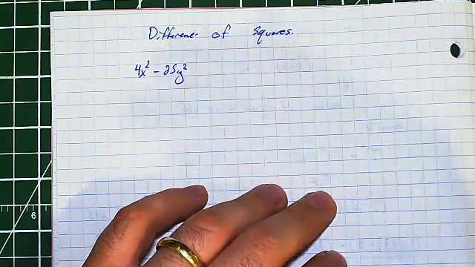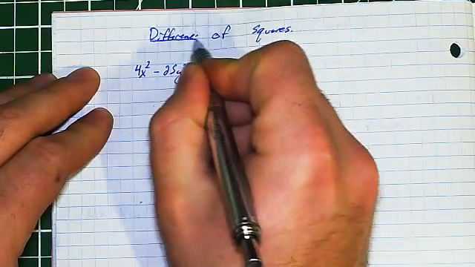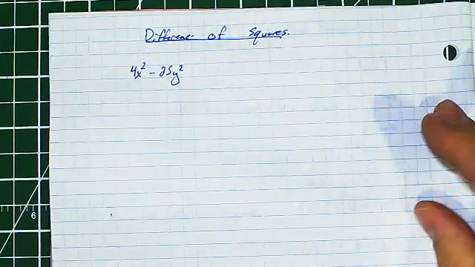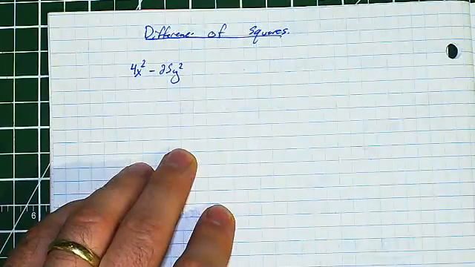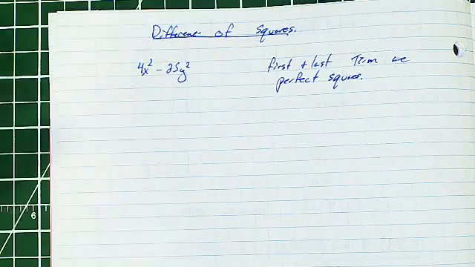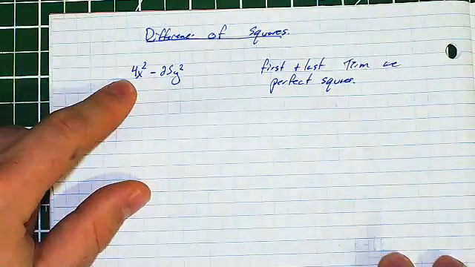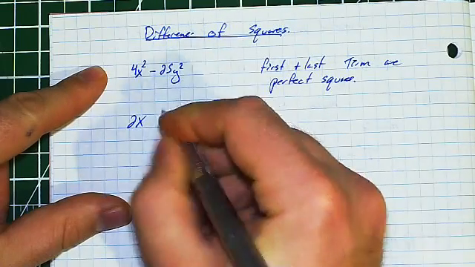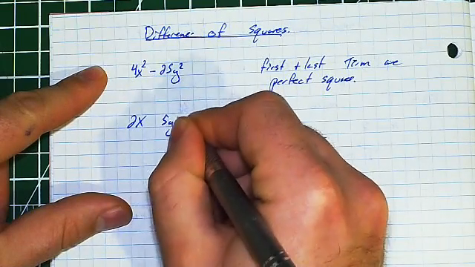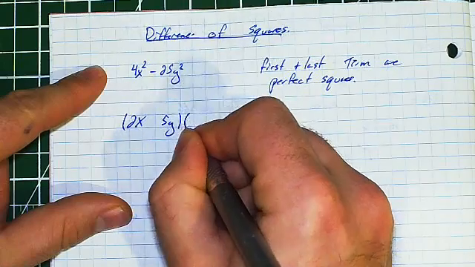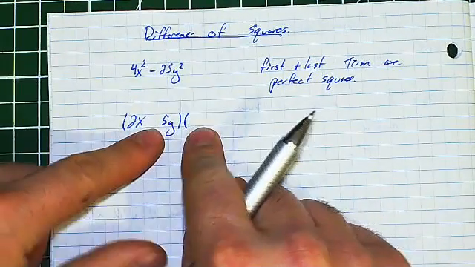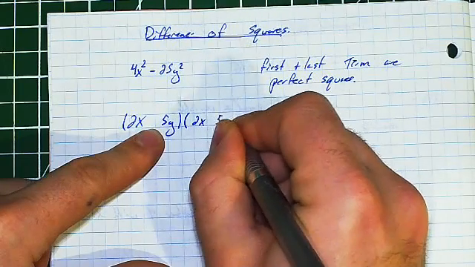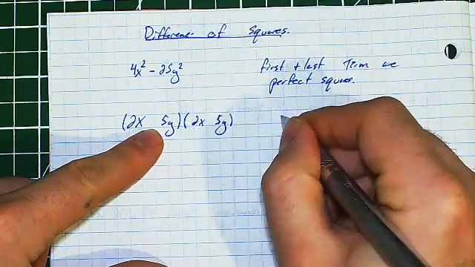So I've got 4x squared minus 25y squared. As soon as you see something like this, it should ping right off the bat: wait a minute, 4 is a perfect square, 25 is a perfect square, x squared, y squared. Hang on, difference of squares. The shortcut is you just take the square root of 4x squared, which is 2x, and the square root of 25y squared, which is 5y. Now, the only real difficult part of difference of squares is knowing what symbols, positive or negative, go in between. And for that, we look at your middle term.